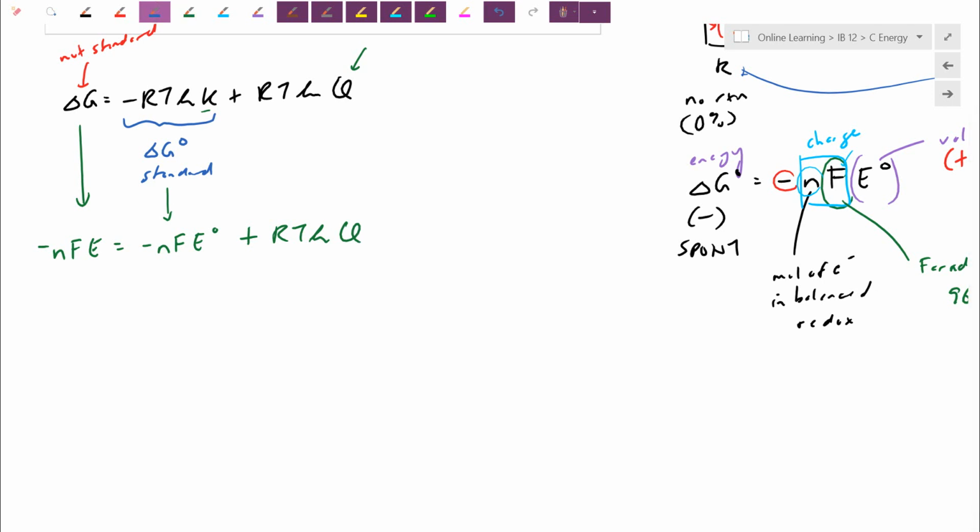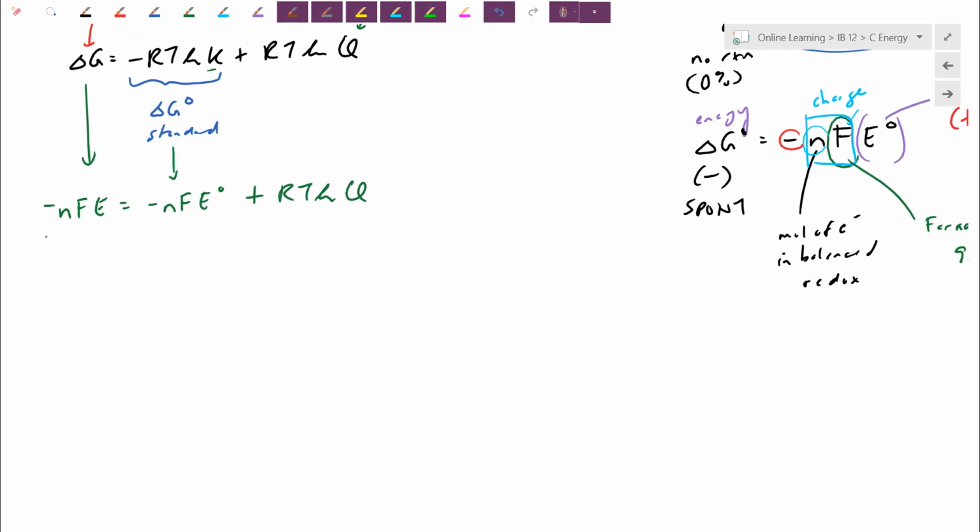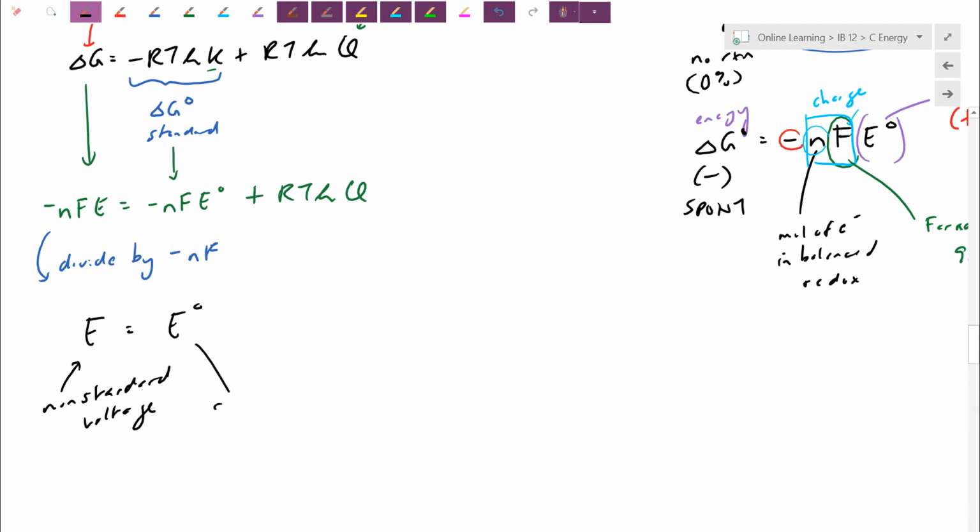I'm just trying to work from that equilibrium understanding and factor in this redox relationship. What we're going to do is divide everything by negative nF. I don't want to see all this negative nF around. We get our final equation: E, the non-standard voltage, the voltage of the battery at any given time, is equal to E naught, the standard voltage when everything is at 1 molar, which is what we're used to for standard conditions. But there is a correction term: because I divide by negative, it's negative RT over nF ln Q.